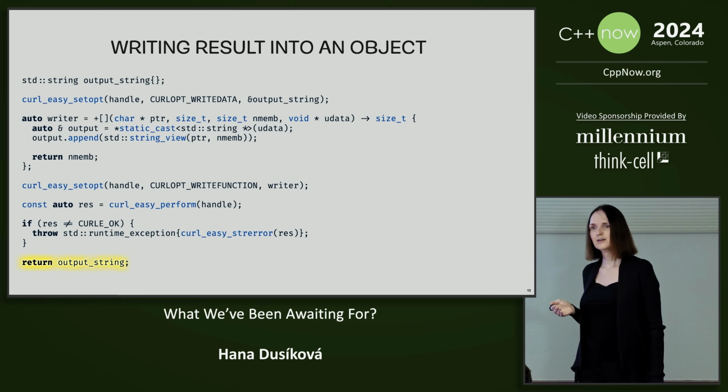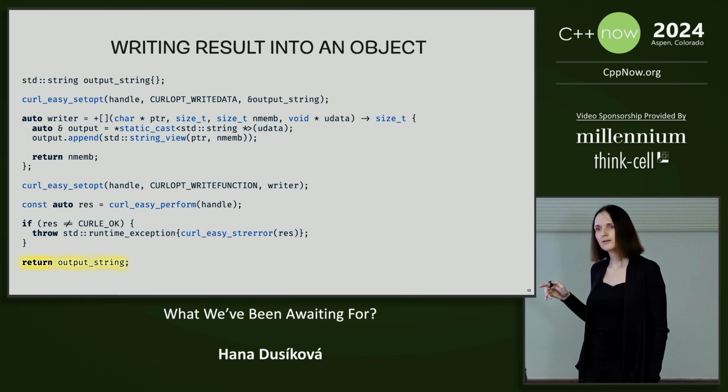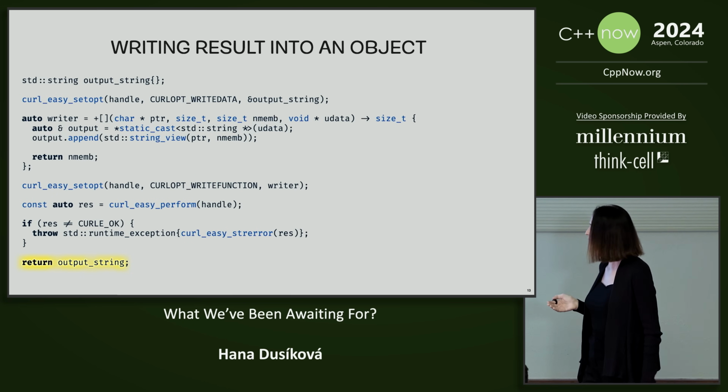There's a question. Yeah, just remind me again what's the plus before the lambda. The plus before the lambda is casting into a pointer. Yeah, thank you. Obviously. It's not obvious, but yeah.